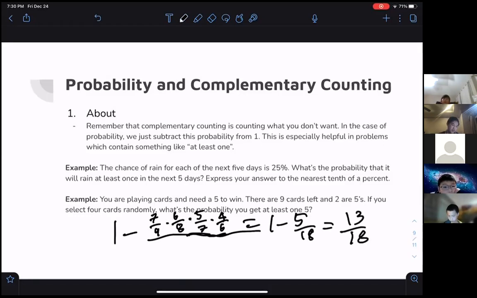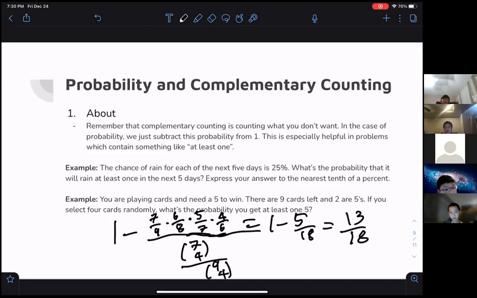Yeah, that's correct. He did it just like some of the earlier problems, calculating the probability of getting cards that are not 5s. That's how I thought about it too. That's pretty much the way to go here. But I just directly did 7 choose 4 over 9 choose 4.